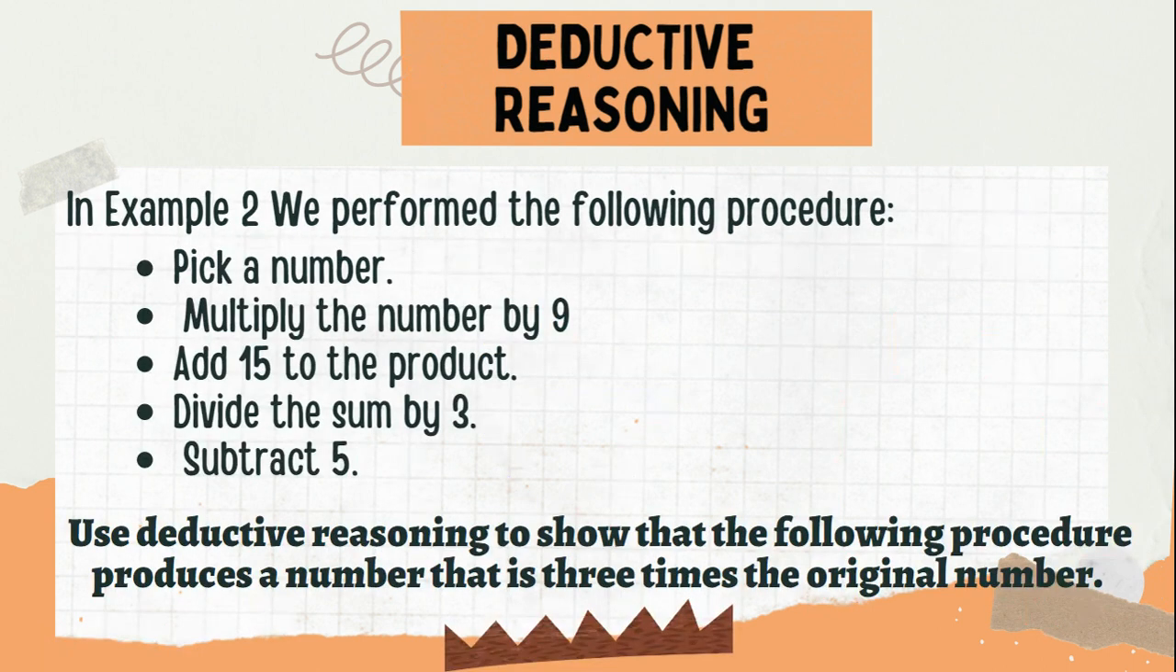So, let's go here. In example 2, we perform the following procedure. Pick a number, multiply the number by 9, add 15, divide the sum by 3, and subtract by 5. So, muna atong gibuhat sa katong inductive reasoning. So, nag-una ta sa examples before sa conclusion. Now, we will use deductive reasoning. Mag-una ta sa iyang conclusion before sa examples. So, I use deductive reasoning to show that the following procedure produces a number that is 3 times the original.